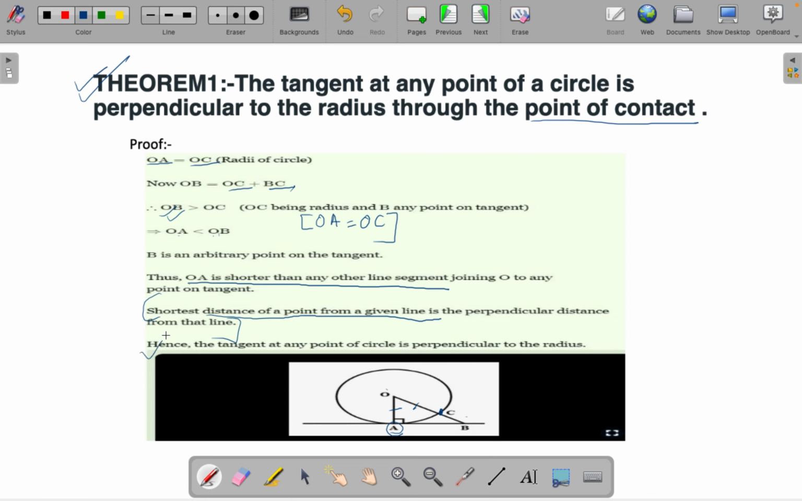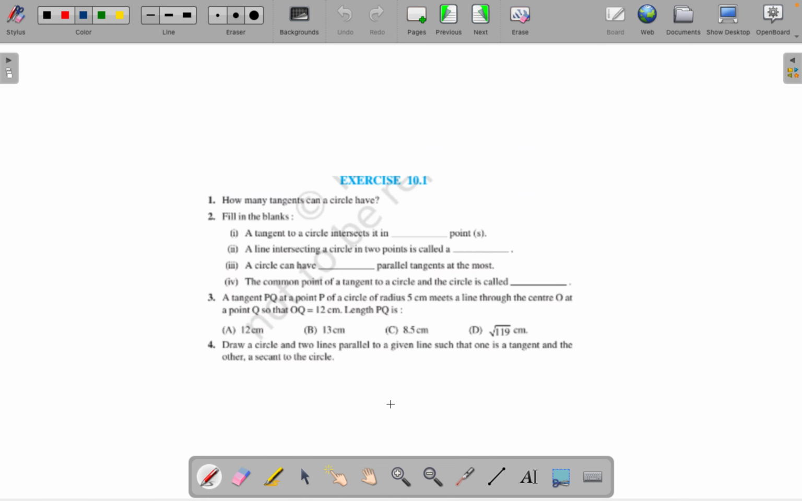Hence it proves the theorem that the line passing from the center to the point of contact is perpendicular to the tangent. So this is our theorem number 1.